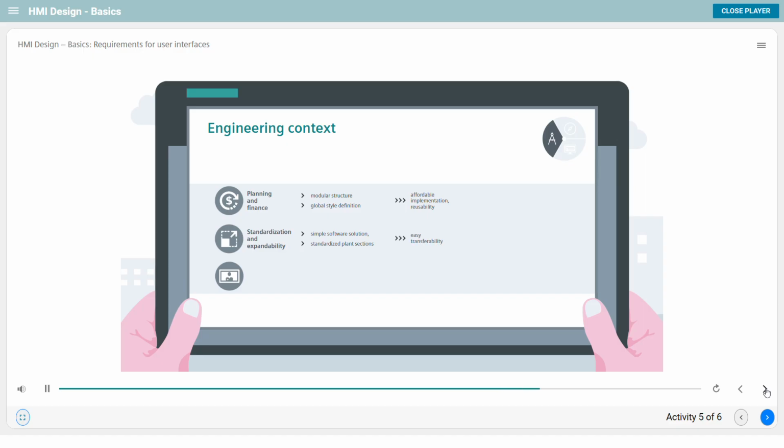The last component is user orientation. Self-explanatory imagery and standardized, neutral language make a product easily adaptable to individual customer requirements. The product can be used flexibly and independently of national language.